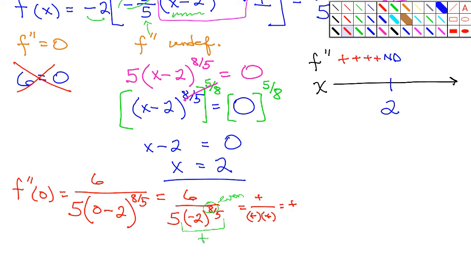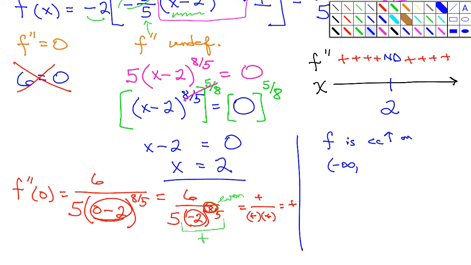But there was nothing special about the negative 2 here from the 0. This is always even, so this is always positive. So it's going to be positive over here as well. And that tells me the following information. F is concave up on negative infinity to 2, union 2 to infinity. F is never concave down.